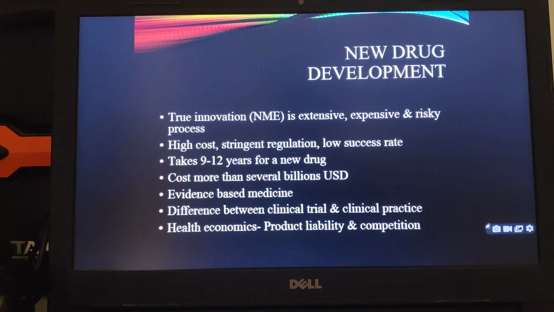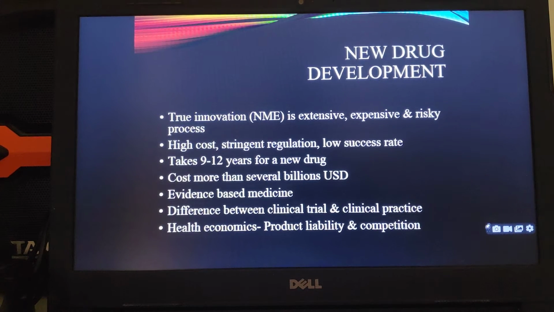Now the thumb rule is that the medicine should prove its efficacy, meaning it should be evidence-based medicine. For this, a lot of trials and studies are conducted. Before human studies, there are a lot of animal studies. I will brief you on this in the later slides. So this is very important.